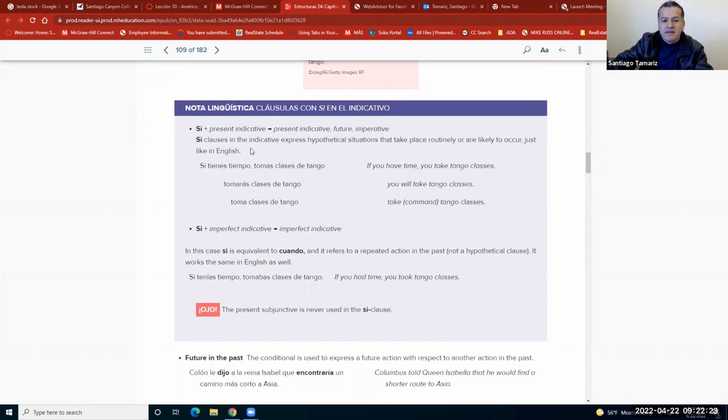Vamos a ver. It says, the si clause in the indicative expresses the hypothetical situation that takes place in a routine way, I don't know how to say this word in English, or is likely to occur, just like in English. Let's take a look at the example. Si tienes tiempo, present tense, indicative, tomas clases de tango, right? If you have time, you take tango classes in the present tense.